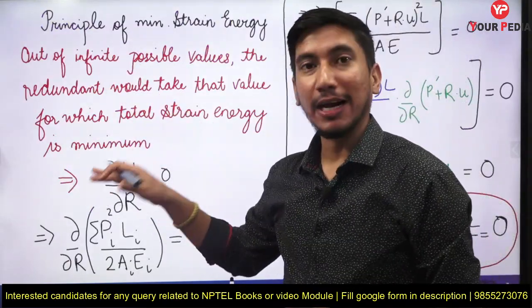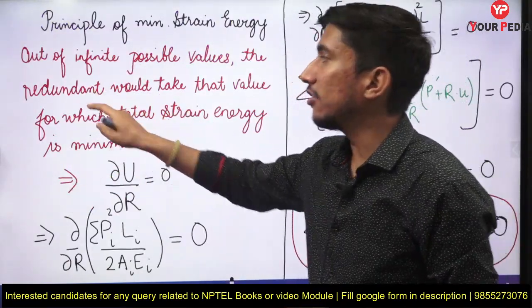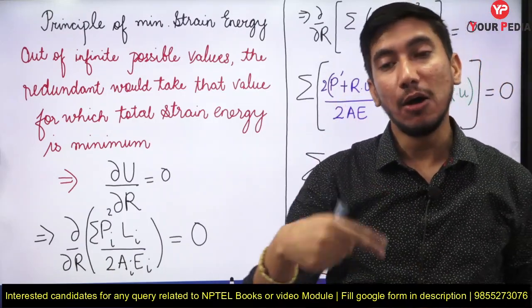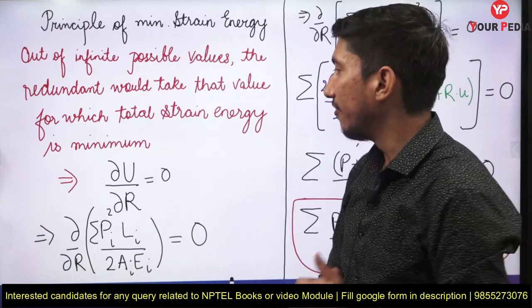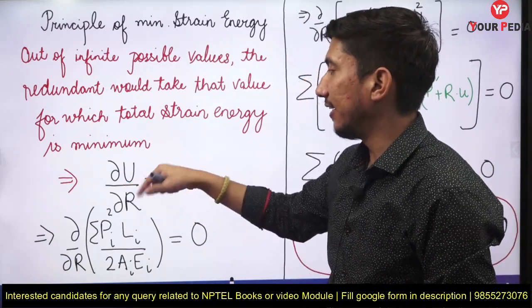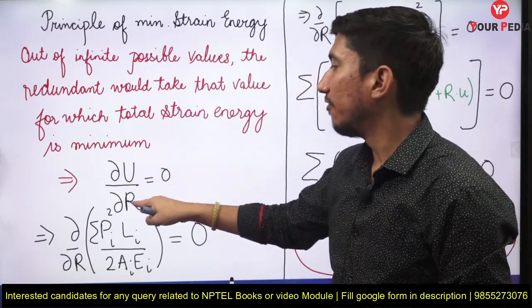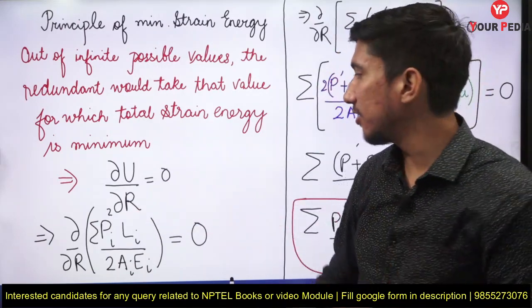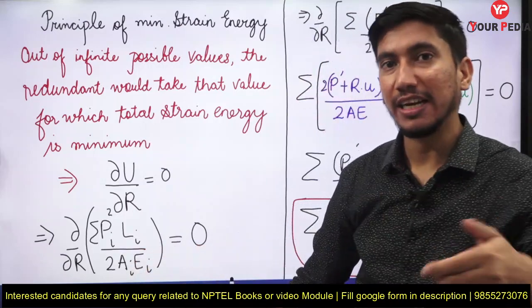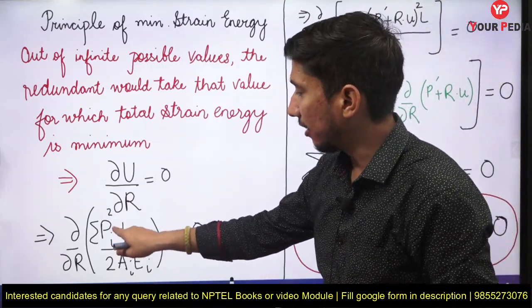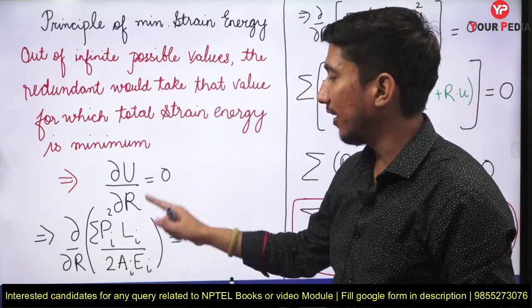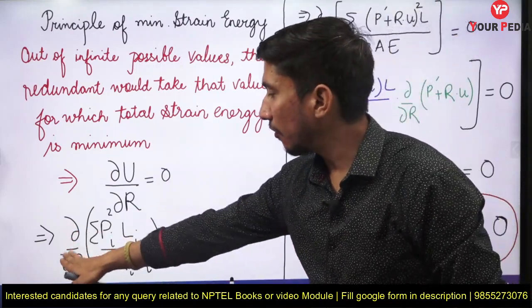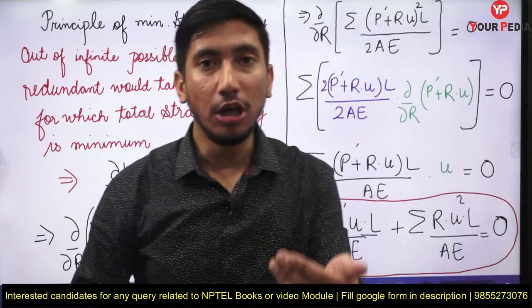Now coming back to the same principle, that the redundant will take that value for which the whole strain energy would be minimum. How can we represent this mathematically? We can write that the partial derivative of the total strain energy with respect to the redundant would be equal to 0. What is the total strain energy? We will substitute the value which we derived in the last slide: the summation of P square into L divided by 2AE. The derivative of this would be equal to 0. Now we will solve this.